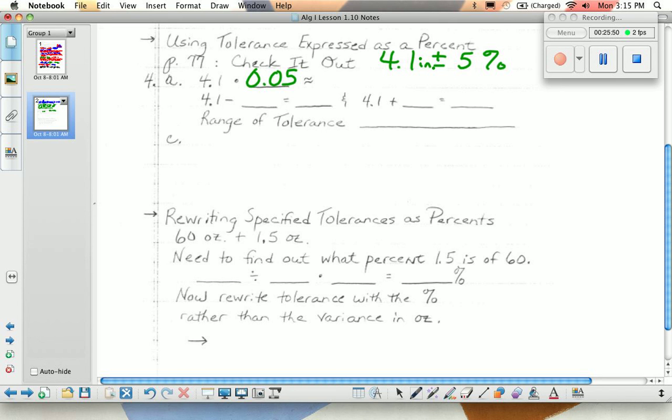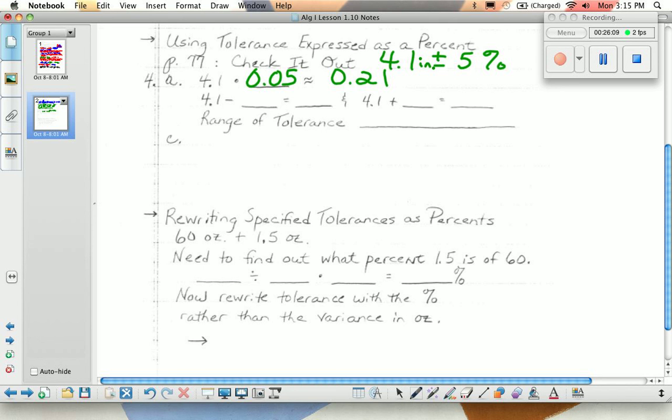0.205. Yes, 0.205. Which would round to the nearest hundredth as 21 hundredths, right? Okay, since they asked us to round to hundredths. Well, that's saying it can vary by about 21 hundredths of an inch.